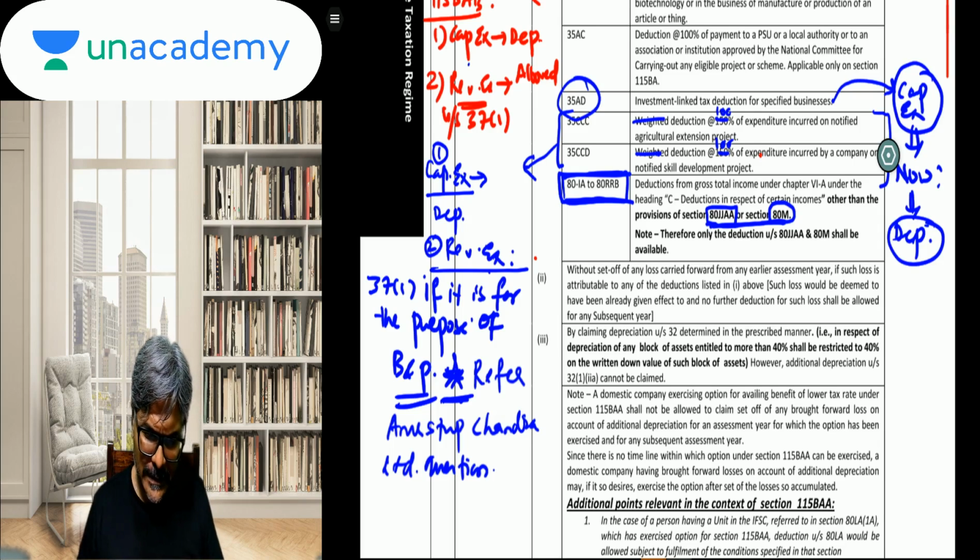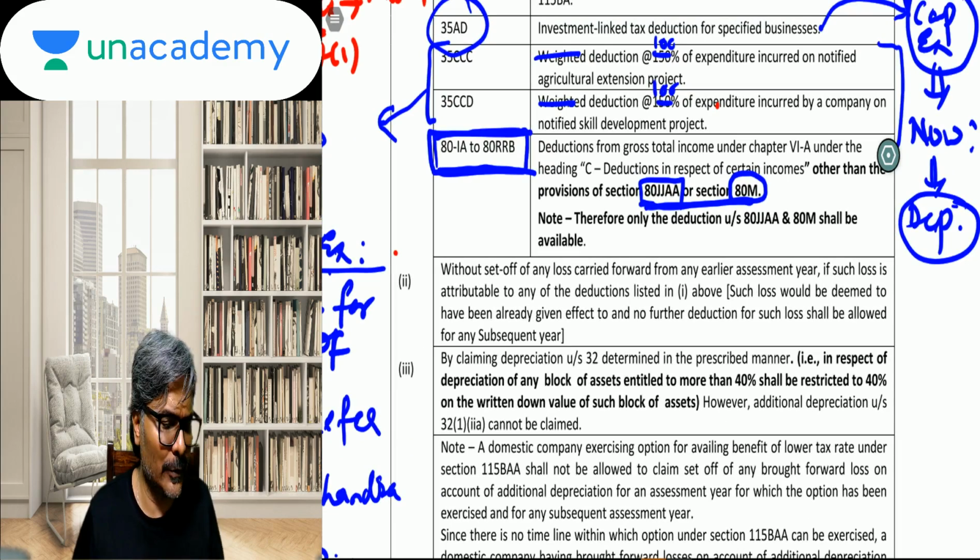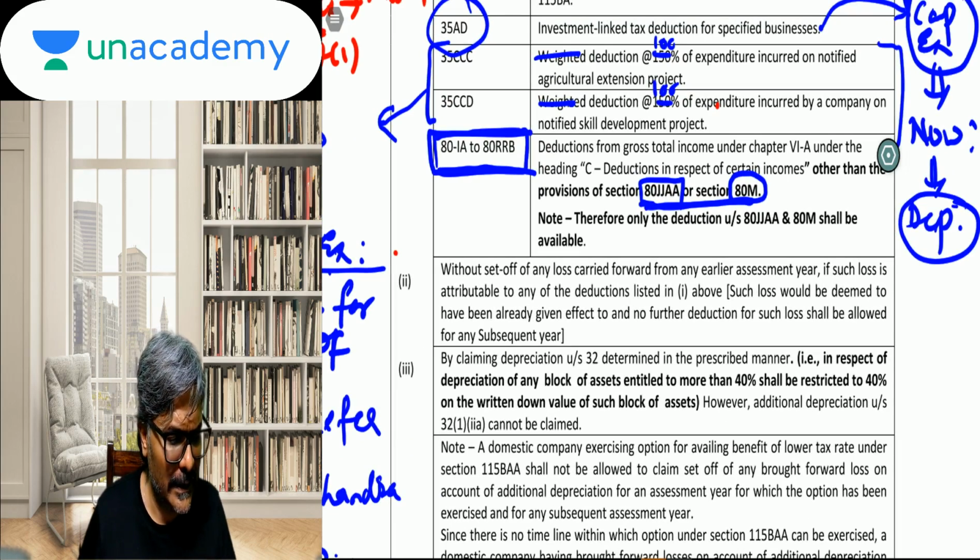Thereafter, students, they have shown the mercy, and they have allowed you two sections, the deduction for two sections, which is 80-JJA and 80-M. So they have shown their mercy, and accordingly they have given you the deduction in respect of these sections.